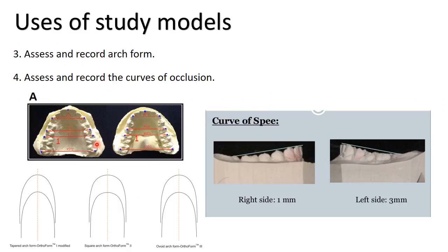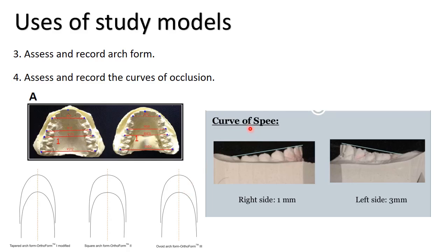Third point is to assess and record the arch form. So we can label some points on different teeth, like here in the canine, premolar, and molar, and we can measure the intermolar, intercanine, and interpremolar distance, and we can shape the arch form. So we have different types of arch forms. We have the tapered, square, and ovoid.